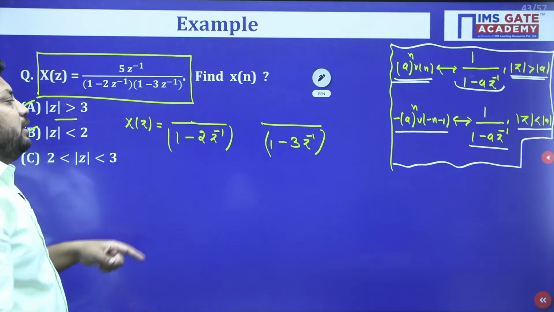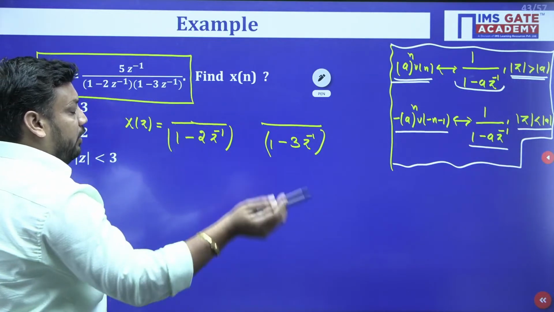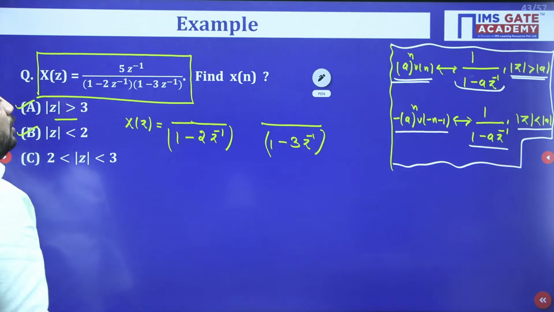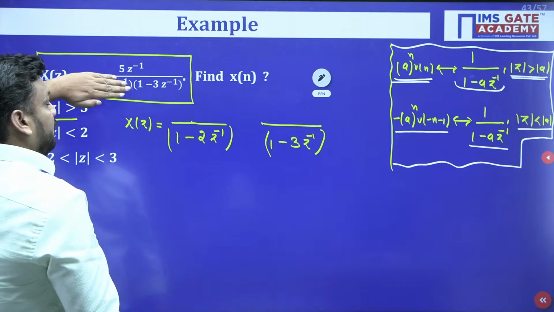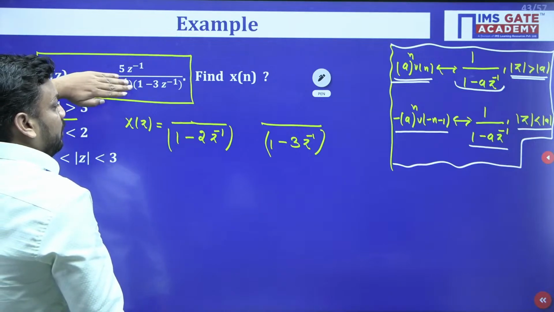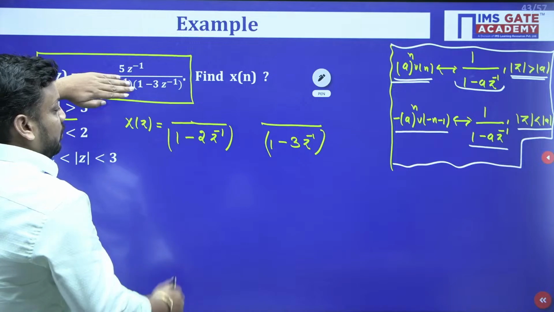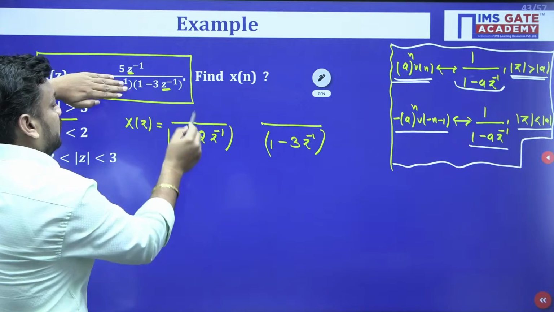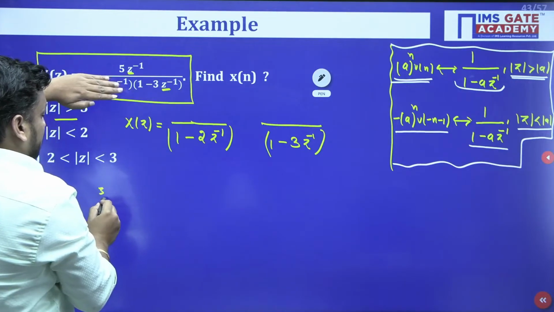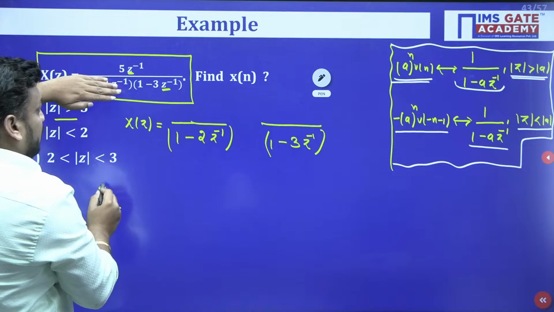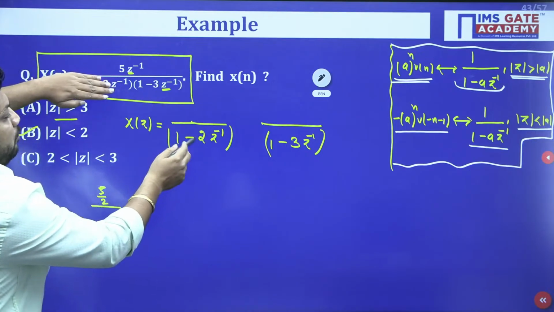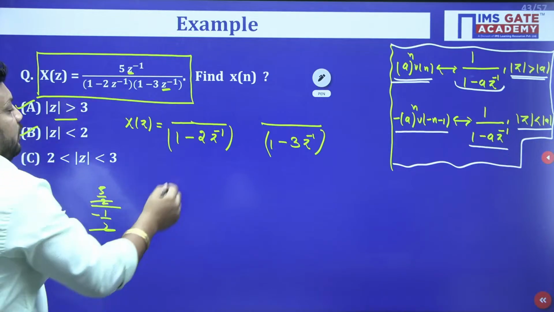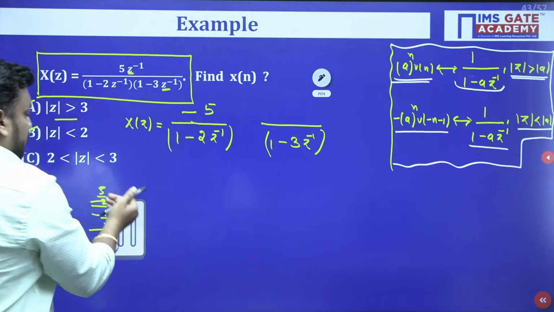So 1 minus 2z inverse: if this term is equated to 0, then the z inverse value is half. When you hide this part, in place of z inverse you should type 1 by 2. Here is z inverse and here is also z inverse, so you should type 1 by 2. So the numerator will carry 5 by 2, and here you will get 1 minus 3 by 2, which is nothing but minus half. So the 2 gets cancelled, and this coefficient is nothing but minus 5.